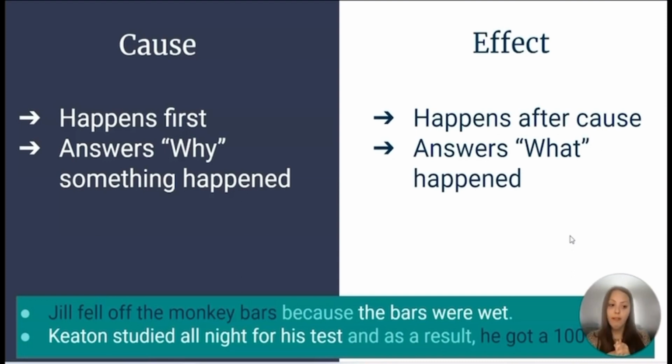So an example of that would be Jill fell off the monkey bars. That's a cause. The effect is because the bars were wet. That is what happened. Another example is Keaton studied all night for his test. That was the cause. And the effect was, as a result, he got a 100 on it.